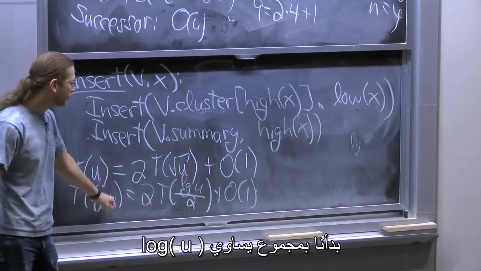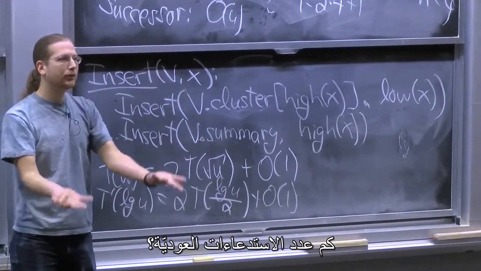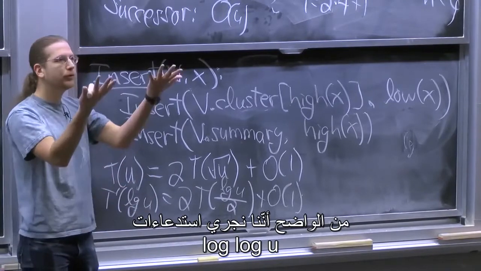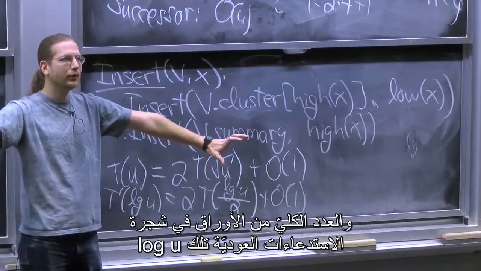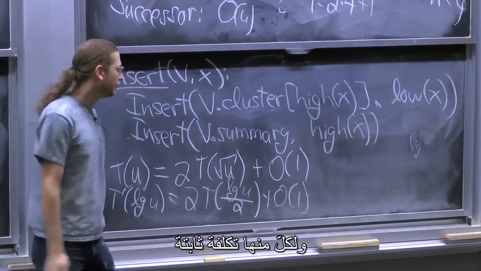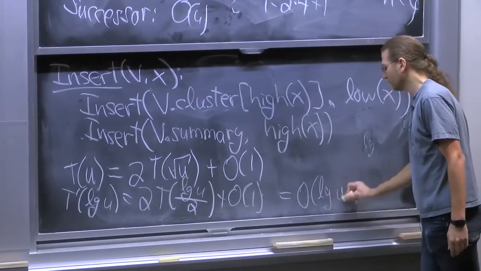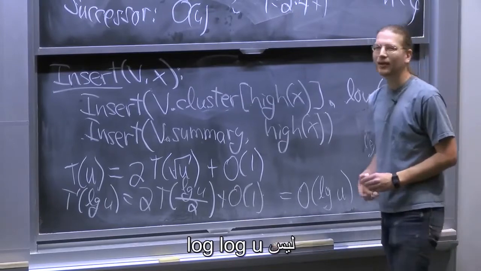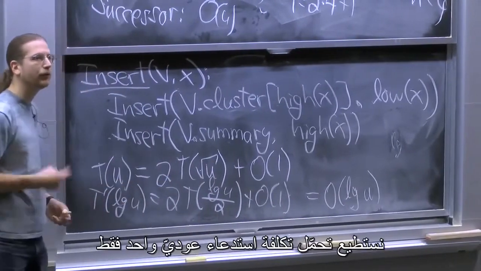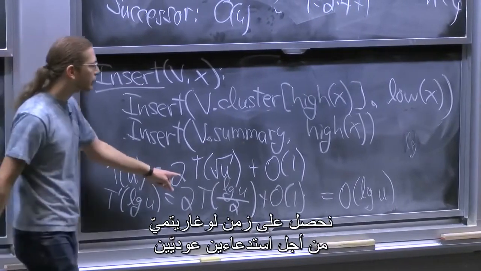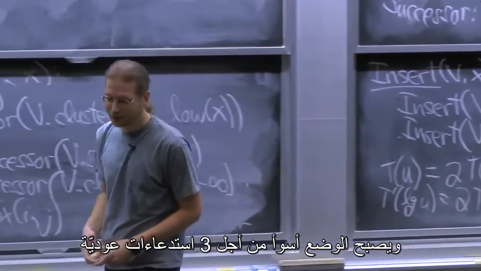We started with log u mass. We have 2 copies of log u over 2. That's the same total mass. So how many recursions do we do? Well, we do log u recursions. Total number of leaves in that recursion tree is log u. Each of them we pay constant. So this is log u. Not log u. To get log u, we need to change this 2 into a 1. We can only afford 1 recursive call. If we have 2 recursive calls, we get logarithmic performance. If we have 3 recursive calls, it's even worse.